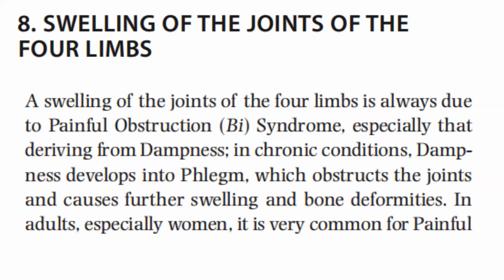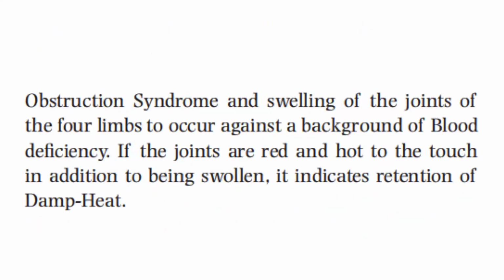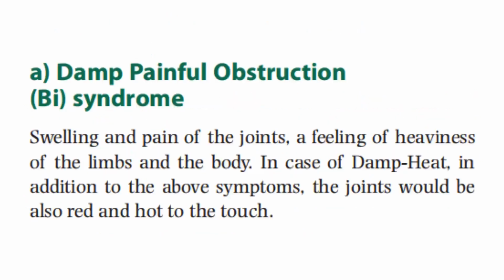In adults, especially women, it is very common for painful obstruction syndrome and swelling of the joints of the forelimbs to occur against a background of blood deficiency. If the joints are red and hot to touch, in addition to being swollen, it indicates retention of damp heat.